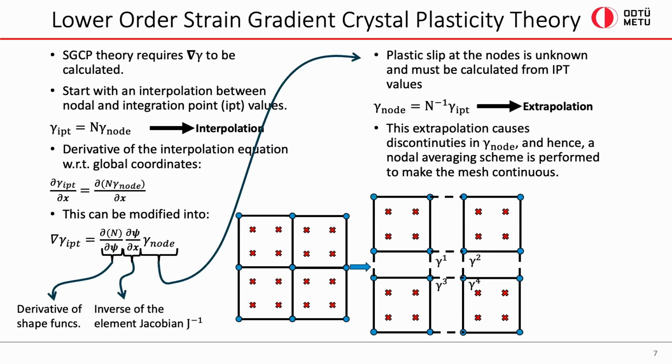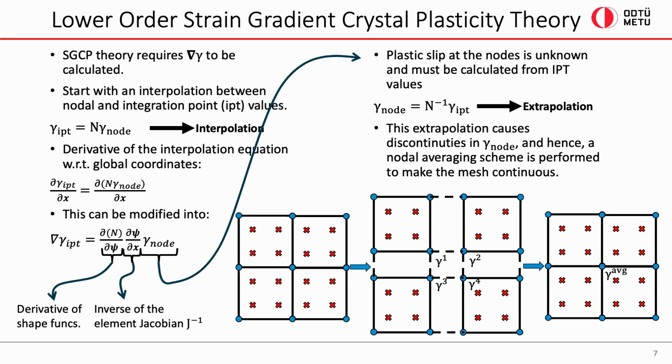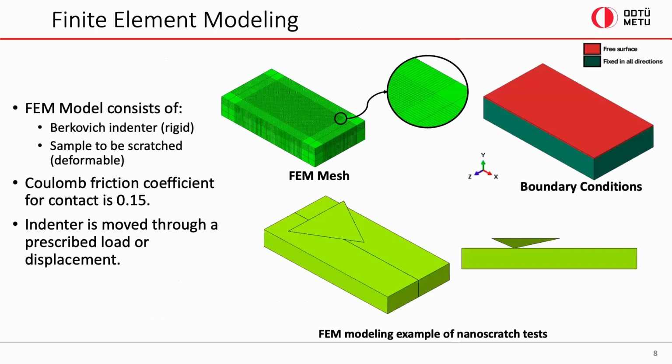As you can see, when we detach the elements, we have 4 different values of plastic slip, because all elements are contributing something else. So what we do here is average all these 4 values of plastic slip and finally end up with an averaged continuous value of plastic slip. Because otherwise, if we had 4 different values for a single node, we would have a discontinuous mesh. So that's the end of the theory, and the plastic slip gradients are calculated and the size-dependent behavior of the material is modeled. Now we have the finite element model of the Nanoscratch process.